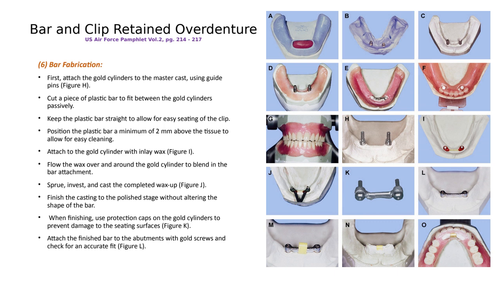Keep the plastic bar straight to allow for easy seating of the clip. Position the plastic bar a minimum of 2 millimeters above the tissue for easy cleaning. So this is for allowing for hygiene, so the patient can clean between the bar and the gums, all right? So this is very important. We never sit the bar on the tissue.